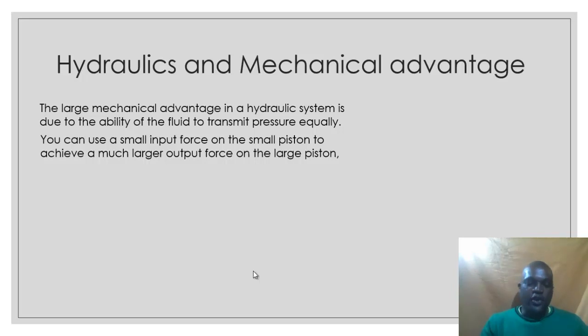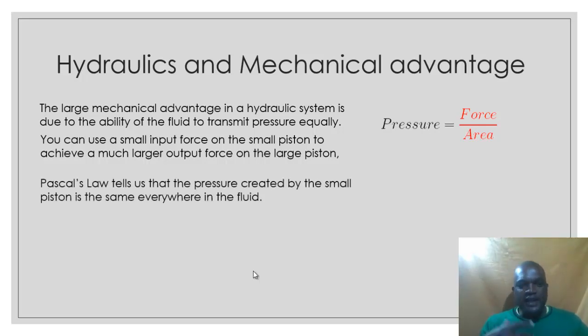Okay, so here is the formula for pressure. It is force divided by what? By area. That's the formula for pressure. Force divided by area. So Pascal's law tells us that the pressure created by the small piston is the same everywhere in the liquid.